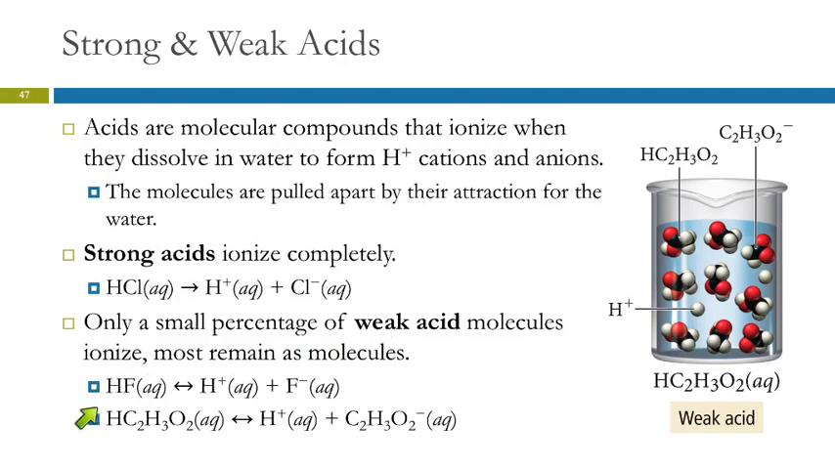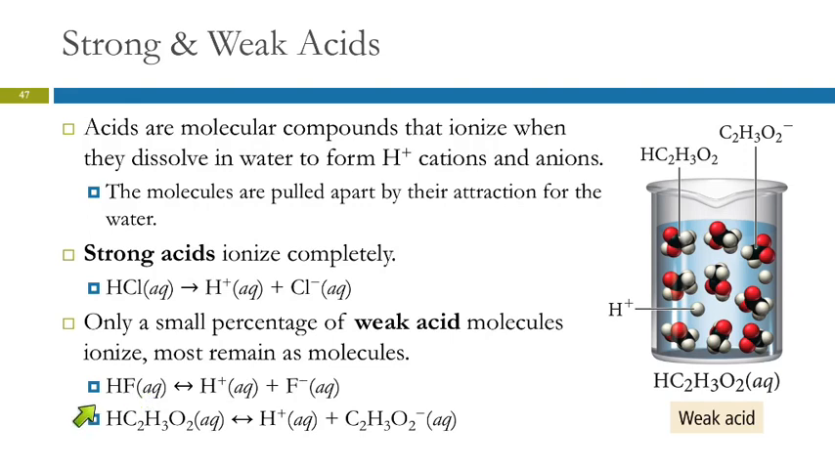With a weak acid, only a few of the acid molecules form ions. Most of them remain as molecules. So hydrogen fluoride, hydrofluoric acid, and acetic acid are examples of weak acids. Here, instead of a single arrow pointing from left to right, we have a double-headed arrow, so it's pointing in both directions. That means that this reaction goes both ways. So it can go forward and it can go in reverse.